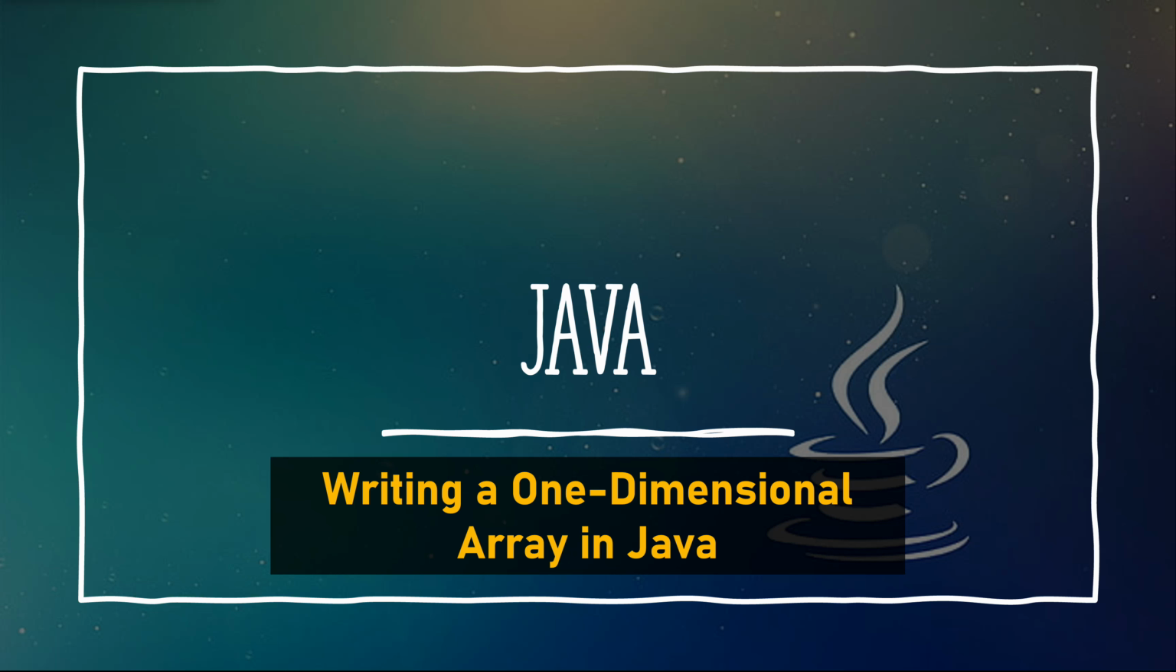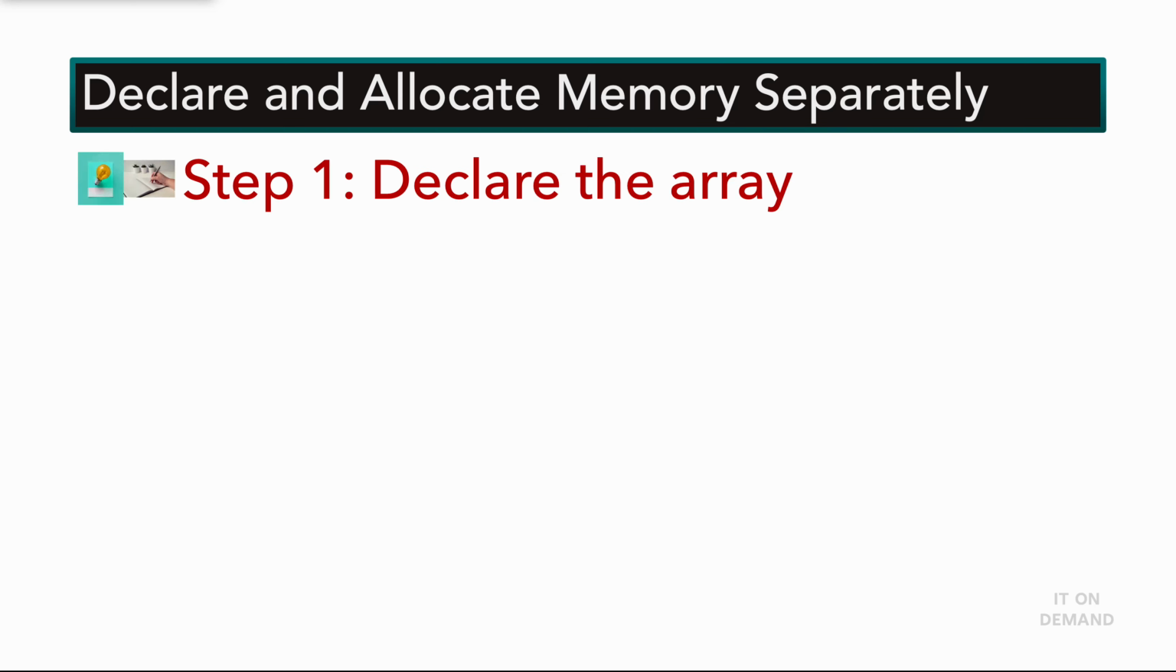All right, so now let's talk about writing a one-dimensional array in Java. Now, there are a number of approaches to do this. One way is to declare and allocate the memory separately. And to do this, we have two steps. The first is step one, which is to declare the array.